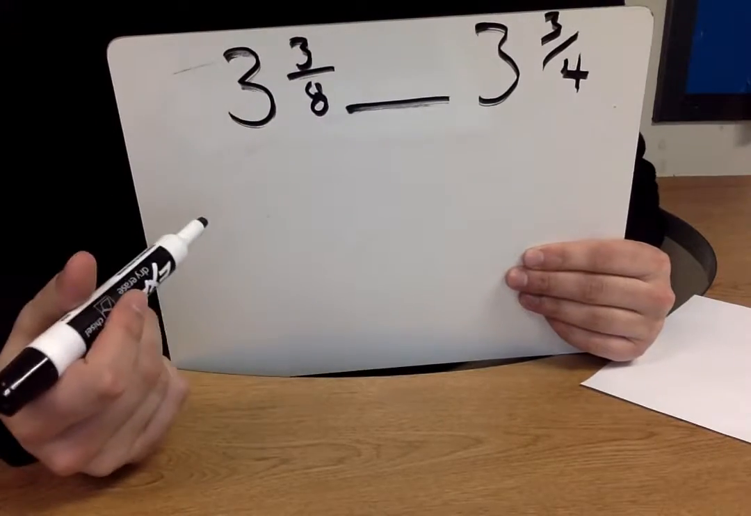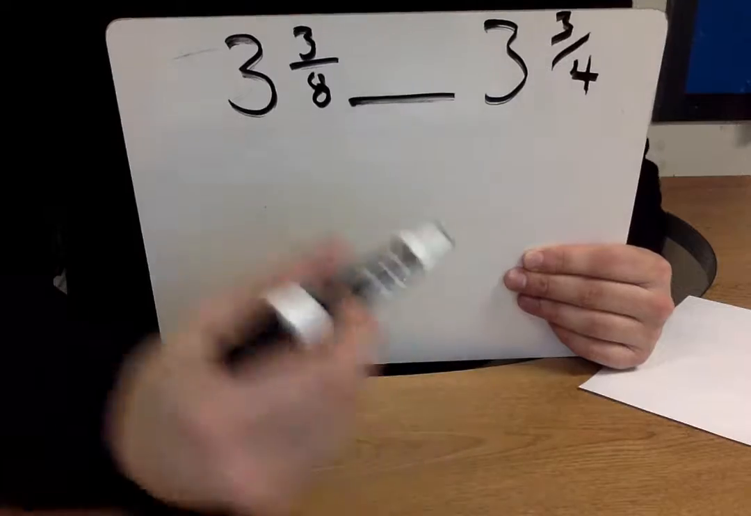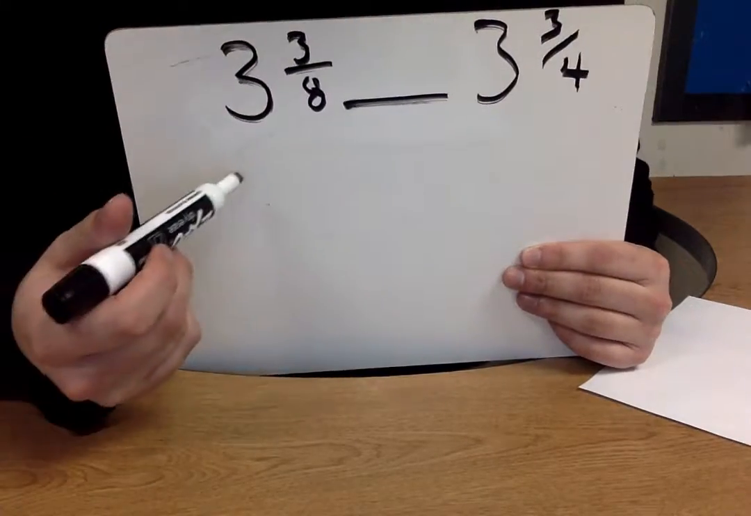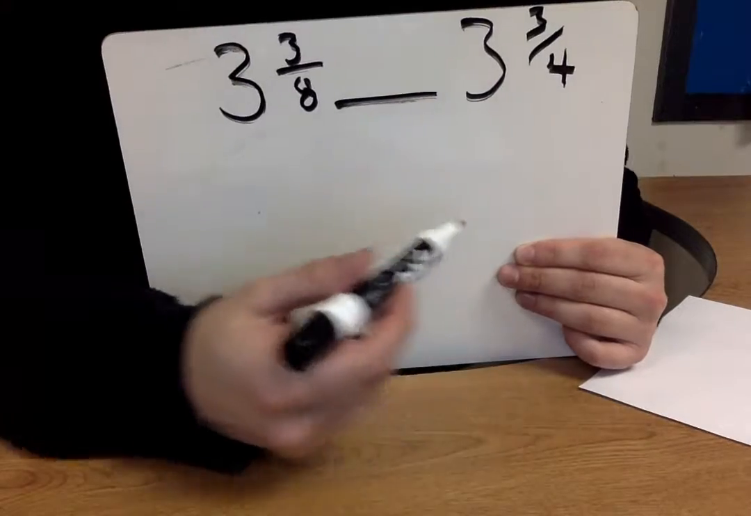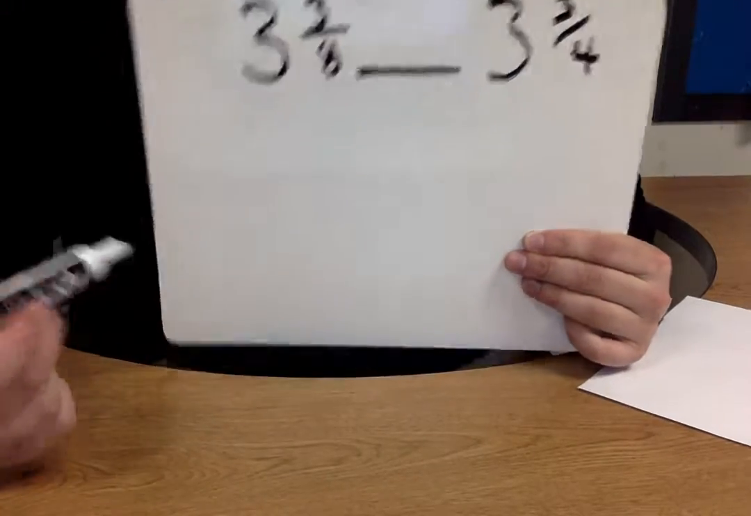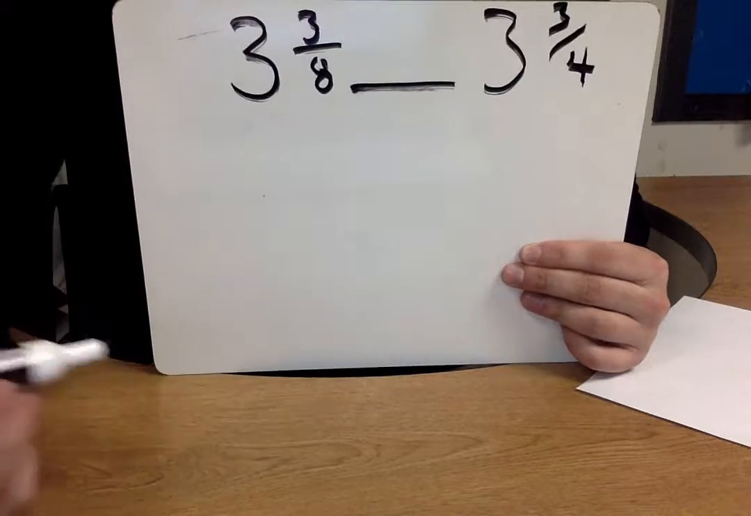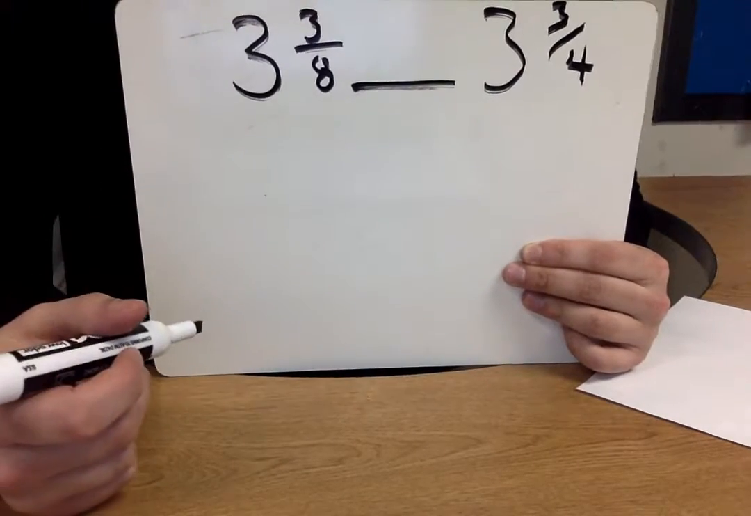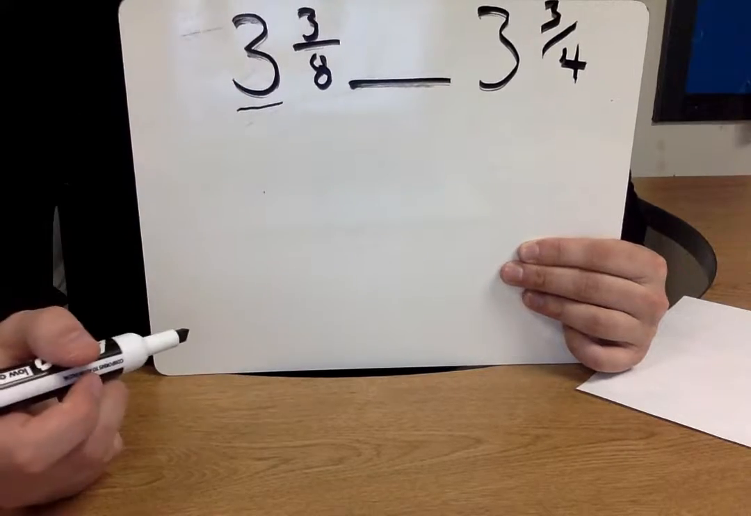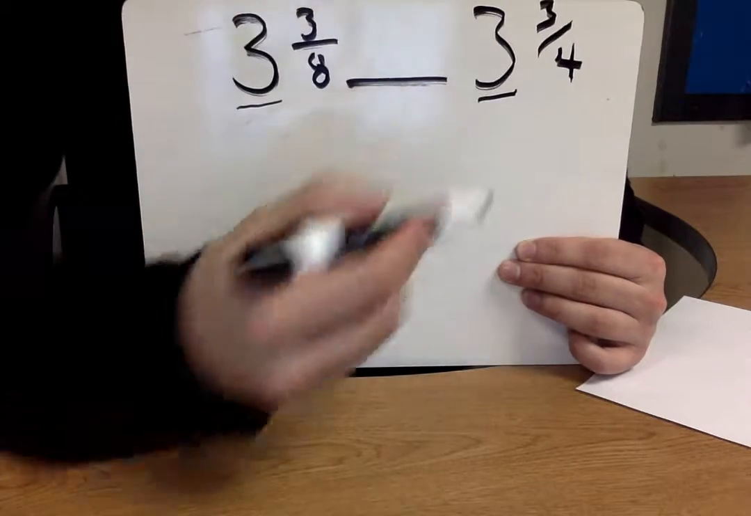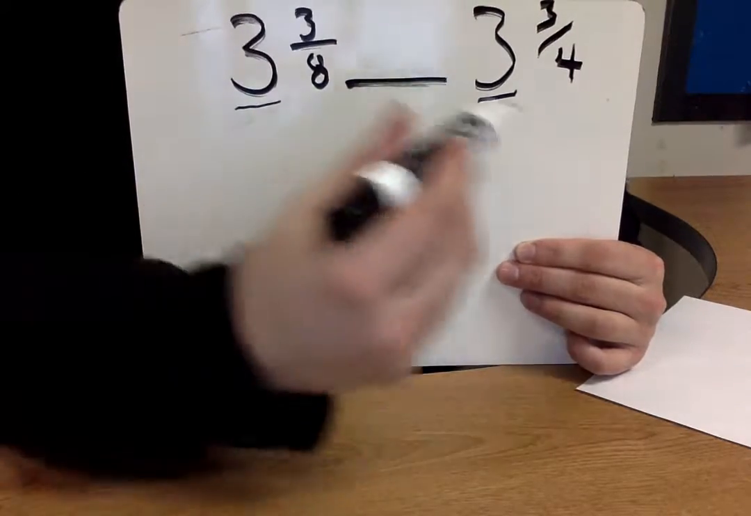We have 3 3/8, and we're going to compare 3 3/8 to 3 3/4. Our first step is to make sure that both of these fractions are in the same set. So they're both either mixed numbers or they're both improper fractions. I'm seeing they're both mixed numbers, so my first step is done. My second step is to look at the whole number. I see that here my whole number is 3, and here my whole number is 3. That means that our whole numbers are the same, so we can look at the fractions.